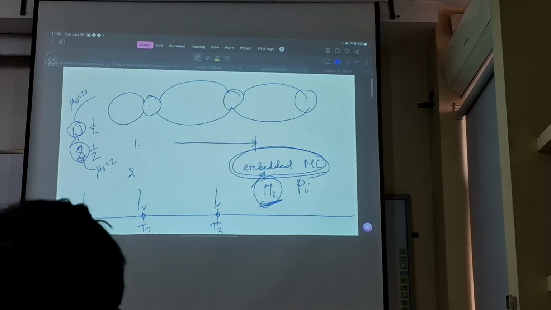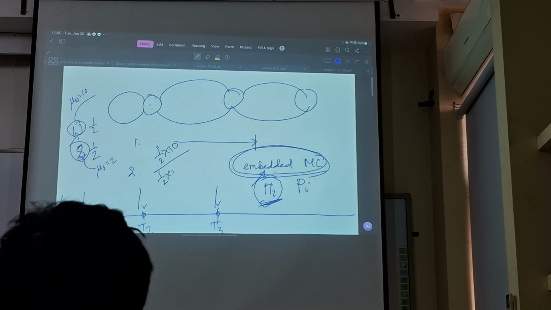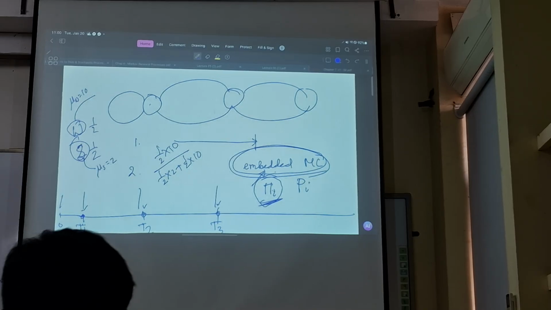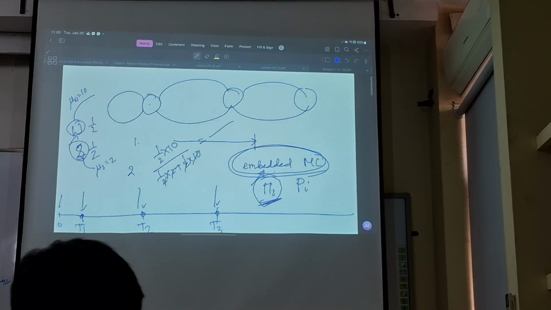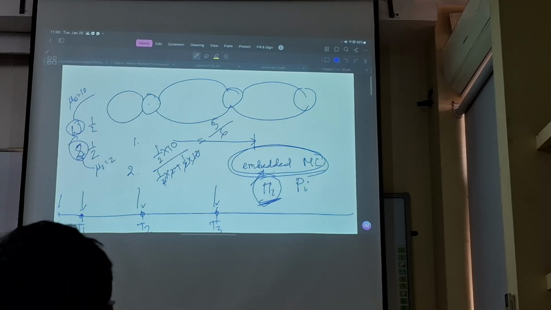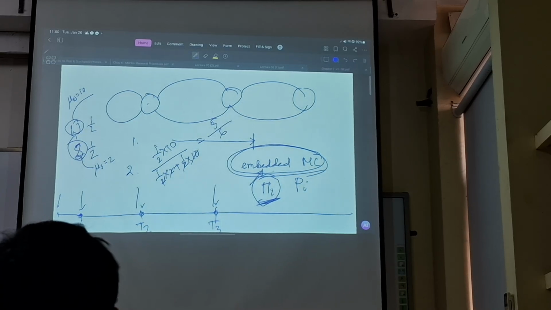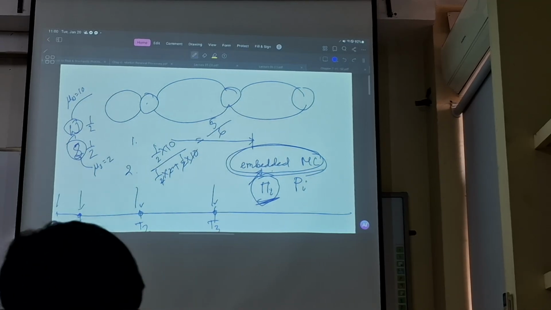It will be half times 10 divided by half times 2 plus half times 10, right? And what is the fraction? 5 by 6. That means almost 84, 83 or 85% of the time the machine will be in working state.